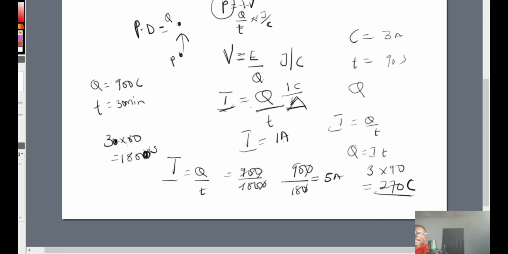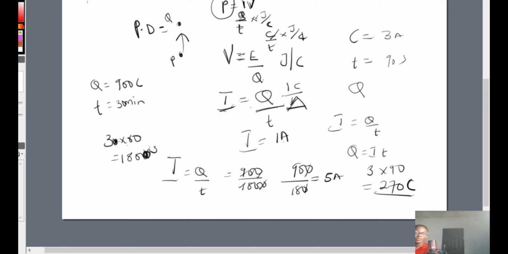Our power is I, which is the current, multiplied by the volt. So this can also be what? Q. You know, Q is just the charge. So we can change this Q to one charge. So Q will just be C, right, over T, multiplied by what? J over C. And what will happen there? We cancel C, right? Then we'll have J over T.